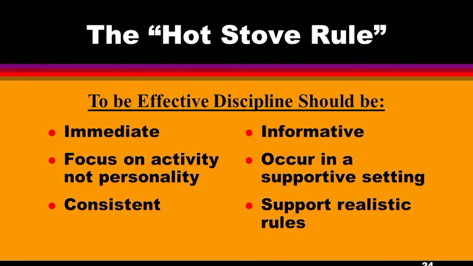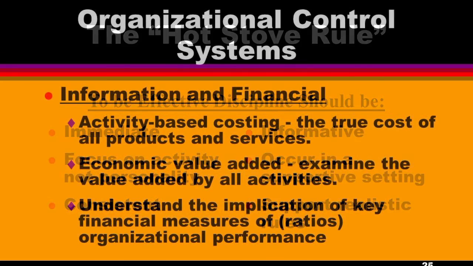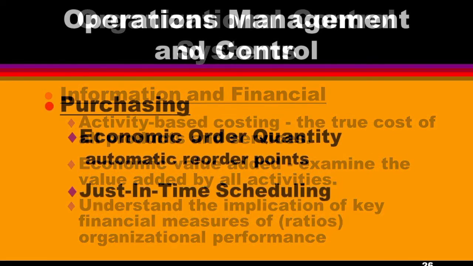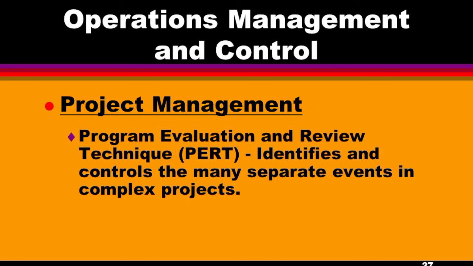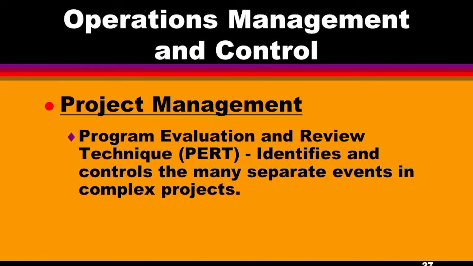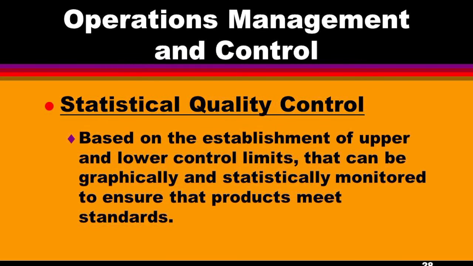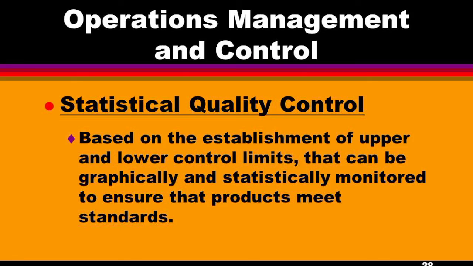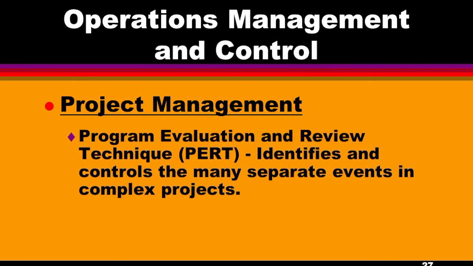You just look at the organizational control systems: information and financial system, purchasing system, and project management. What is that? Program Evaluation and Review Technique, which identifies the controls for the many separate events in complex projects. Okay, this is a mathematical technique used to control. Then SQC is statistical quality control. Different statistical tests are conducted to measure the performance of individuals.